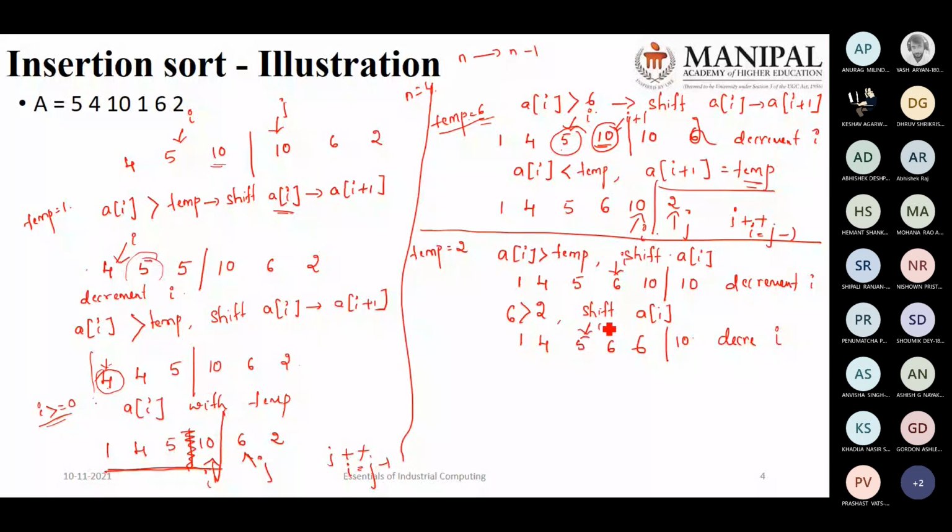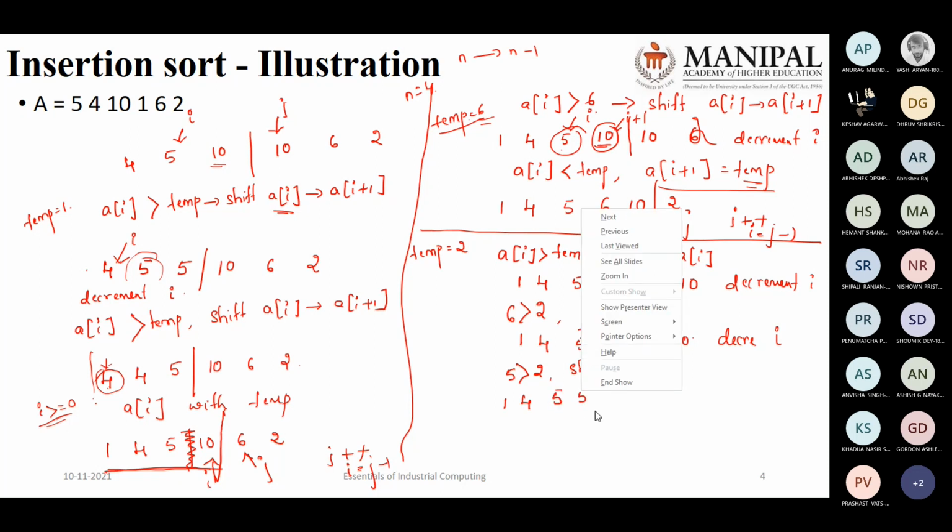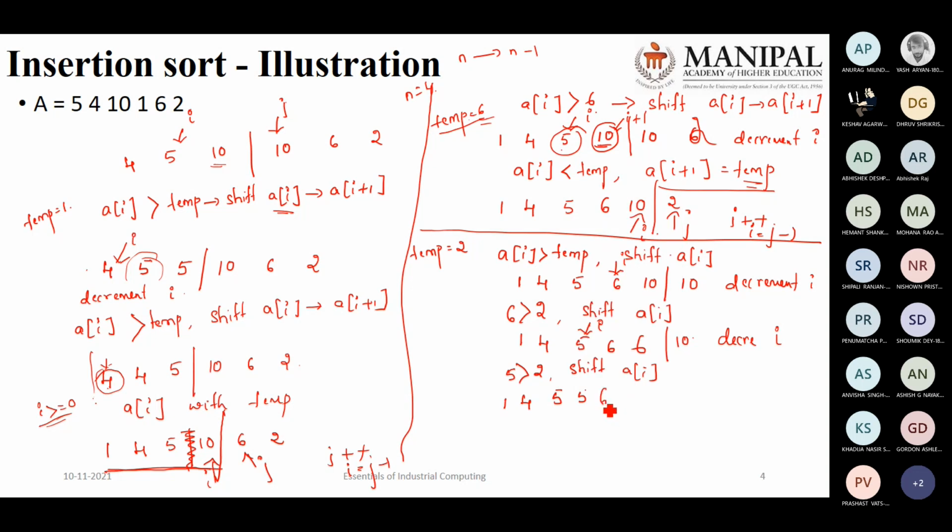I will come here now, so A of I will be 5. 5 is again greater than 2 because temp is 2. Repeat the process. Shift A of I. So when you do this, your array will be 1, 4, 5 and this you have to shift one position to the right, so it will be 5 again and this is 6 and this is 10. Again you need to decrement I.